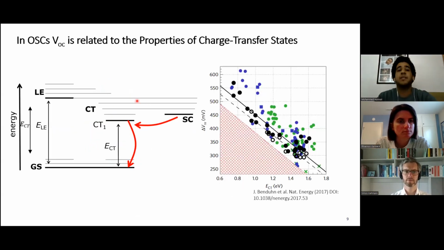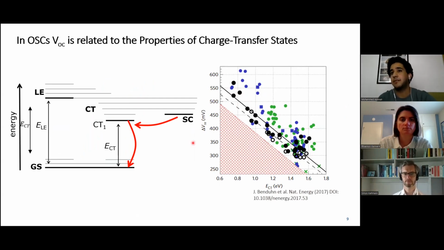At the same time, it's been shown in 2017 that the non-radiative part of the voltage losses is also strongly affected by the CT state energy. In fact, this work by Johannes Bendun showed clearly that there's a strong correlation between CT state energy and delta VNR, and that they could explain this with the energy gap law.